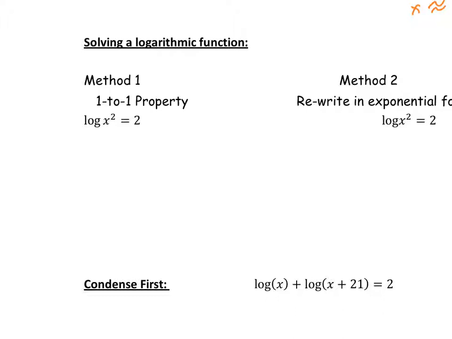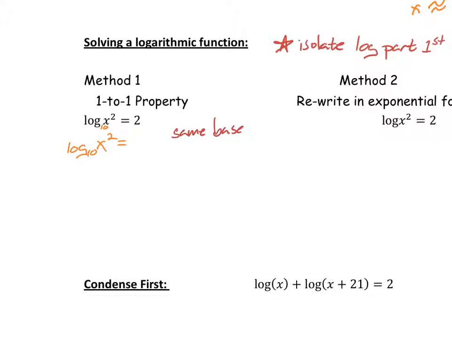And the way to do that is you need to get that same base, right? So we always isolate first. So let's put that in here. Isolate log part first. But then after that, we want to get same base. So let's think about how to do that. Well, this is just base 10, right? So we have already log base 10 x squared equals, well, we want, again, a log base 10.